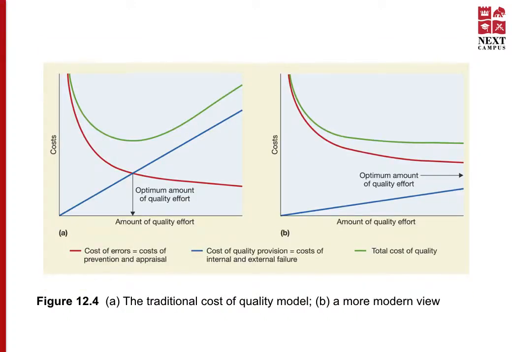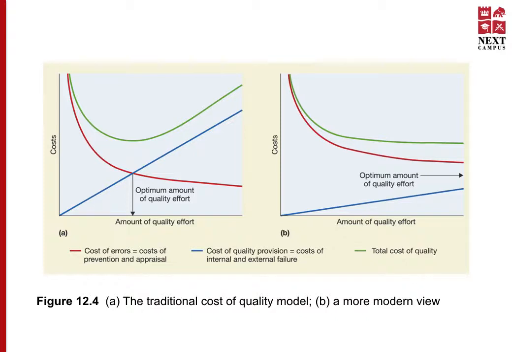It is very important that organizations understand the difference between the traditional cost of quality model and a more modern view of the cost model. In the traditional cost model, there's always this optimum amount of quality effort that was set, that was identified, and beyond that, organizations did not bother too much to identify or improve the quality effort.